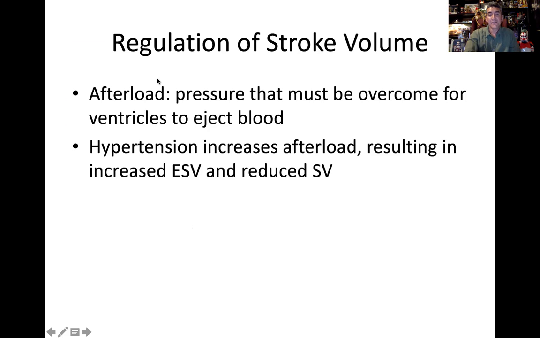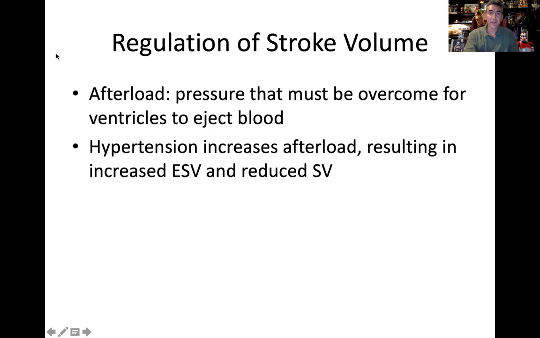If somebody has hypertension, high blood pressure, that means that the pressure out there is already high. It's strong, and that pressure wants to push blood in. Luckily, we have valves preventing that. But if it's high pressure out there, then I have to contract even more forcefully to force blood out.